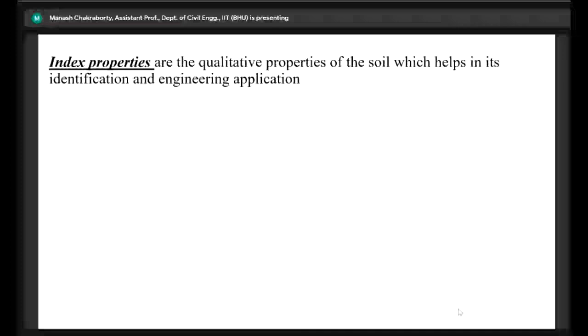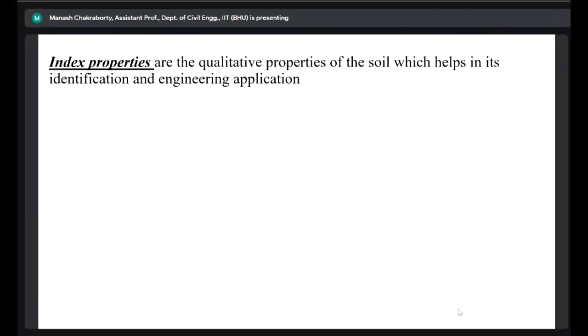So I'll essentially be talking about two different kinds of tests. One is for determining the index properties of the soil, and the other is a more quantitative kind of test, like the compaction test, sieve test, right? So index properties, as this book's definition suggests, is a test to get the qualitative properties. So that's a very important part.